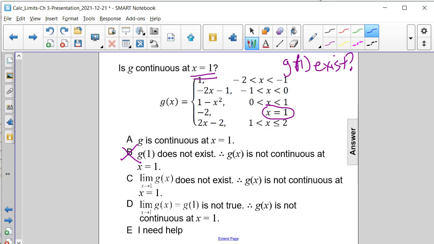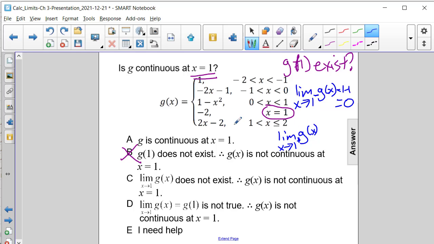Now let's examine what the limit is of g of x as x approaches 1. First we have to do from the left, and then we will also have to do this from the right. So first from the left, that would be in this third piece. We can substitute 1 in here. 1 minus 1 squared, which is 1. So that would be 1 minus 1, which is going to be 0. Okay, so that's what the limit is for g of x as x approaches 1 from the left.